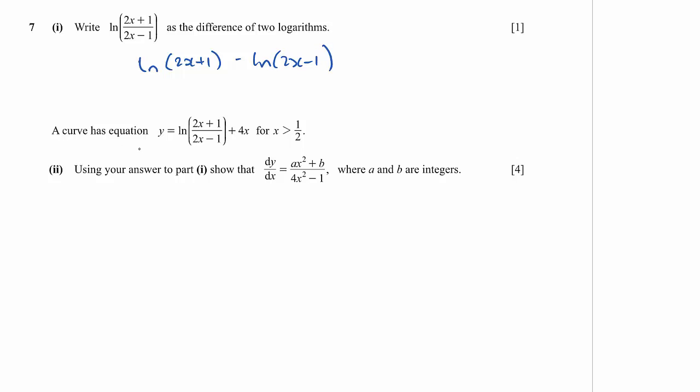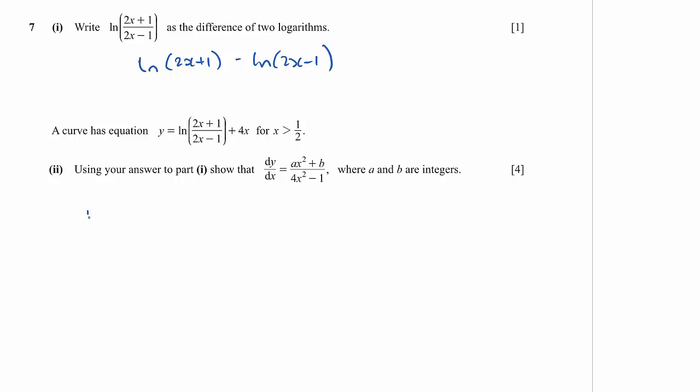A curve has equation y = ln((2x + 1)/(2x - 1)) + 4x for values of x greater than a half. Using your answer to part 1, show that dy/dx can be written like this.